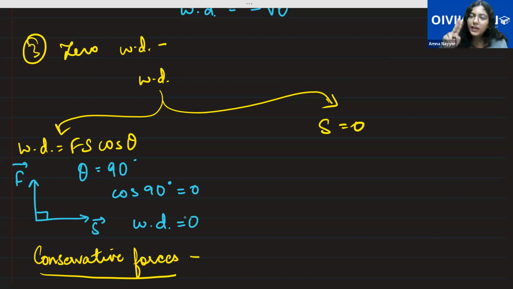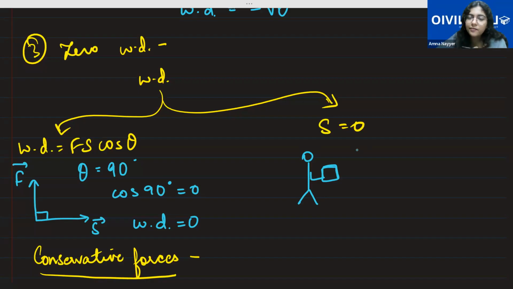There is one more possibility. The second possibility is, what if there is no displacement covered? I told you all when we discussed work done that if a person is holding, let's say, 10 kg of heavy weight for 4 to 5 hours at a spot, he didn't move, but he is holding such heavy weight. In literal terms, we know he has done a lot of work, he's tired.